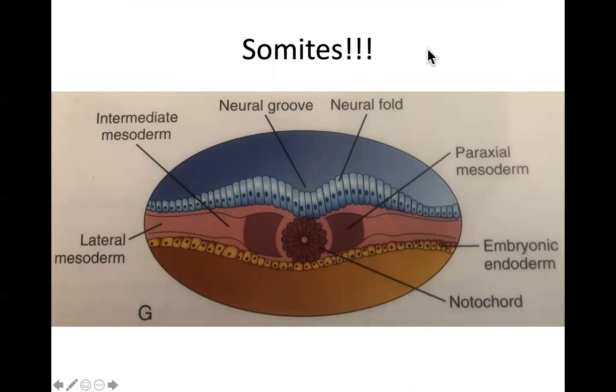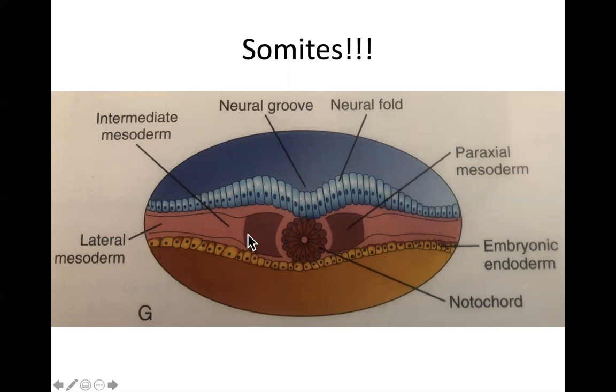Right? Somites. So while the notochord and the neural plate are busy forming, the mesoderm is still busy proliferating, and it starts to form a really thick region here near the center. This is called the paraxial mesoderm. It also forms an intermediate mesoderm and a lateral mesoderm. Sorry, those are labeled on this side. Near the end of week 3, this paraxial mesoderm starts to segment off into these structures called somites.